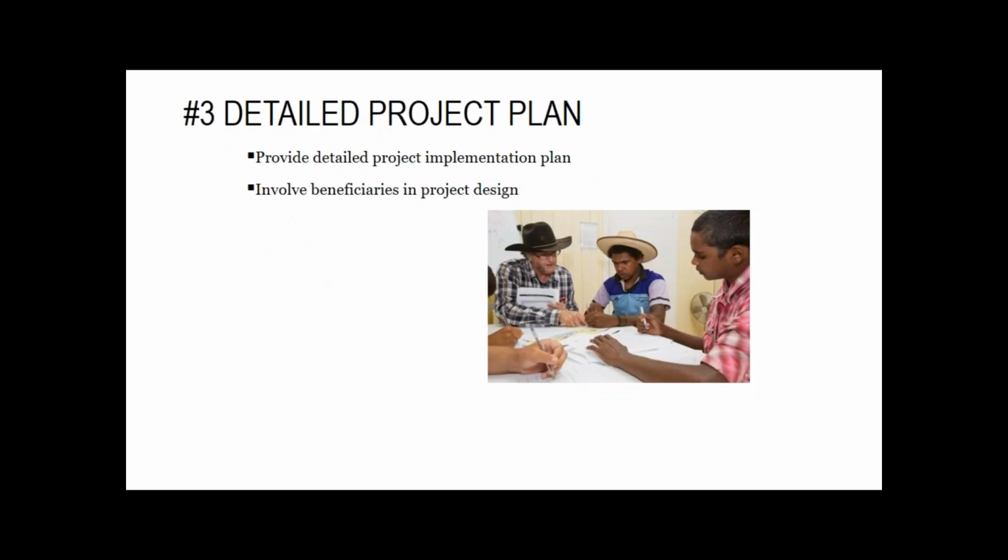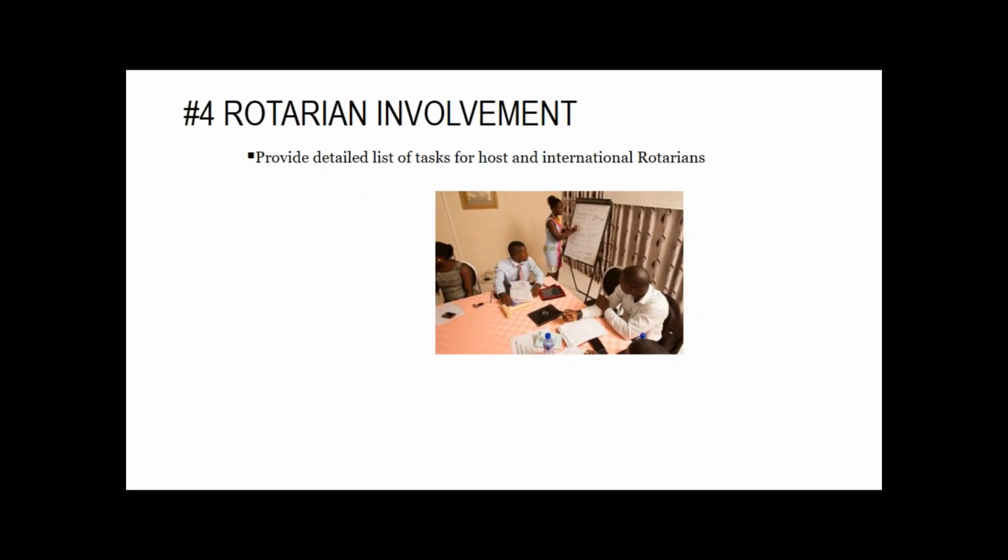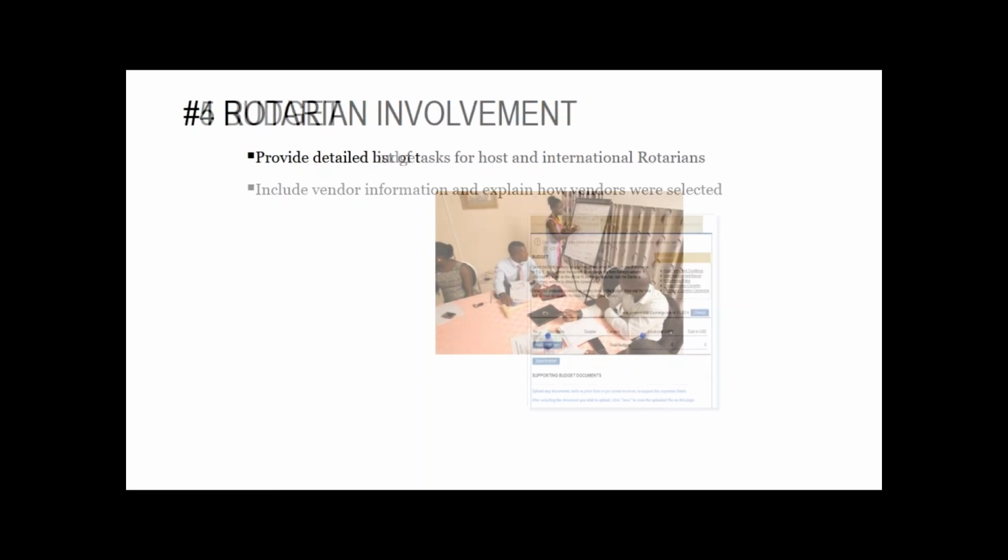Right? You have to have a detailed project plan. Who's going to do what by what time? And you have to involve the beneficiaries. Right? You draw this plan together with your hosts. Right? Rotarian involvement, detailed list of tasks for both host and international.